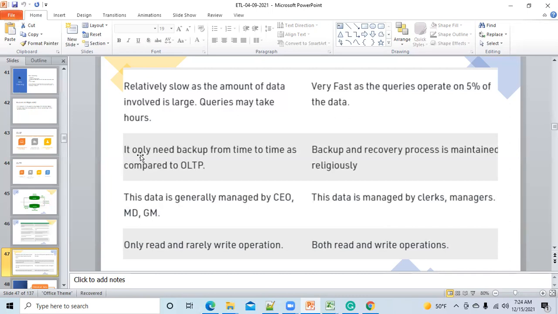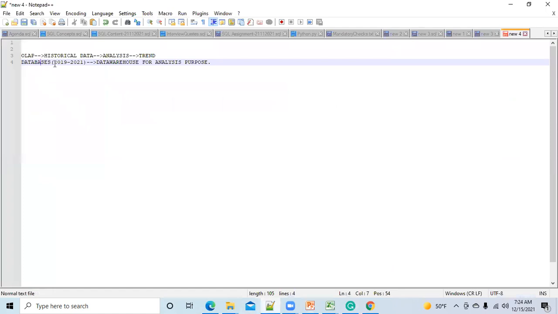A data warehouse only needs backup from time to time as compared to OLTP. Why am I saying that? See, what is happening here? Right now, I have told you that in databases you have 3 years of data. So what you will do is take a backup in the data warehouse, because you don't want to make the database very bulky. So you move this data to the data warehouse, because you have a strategy that you want only 6 months of data.